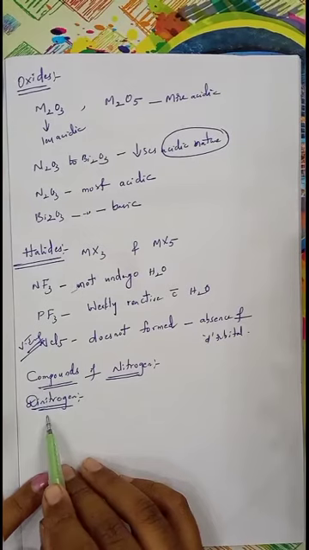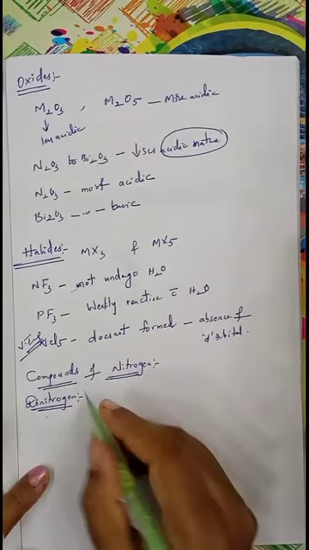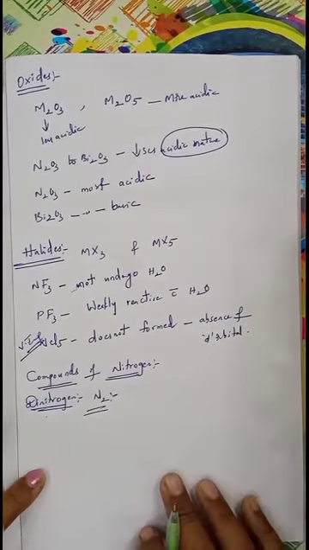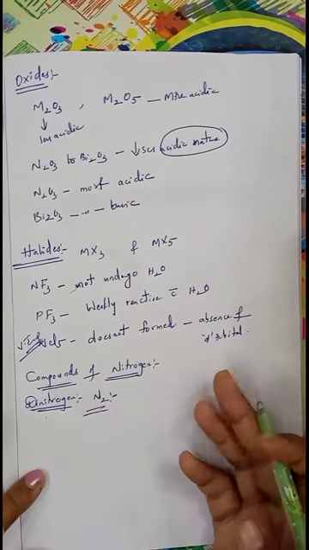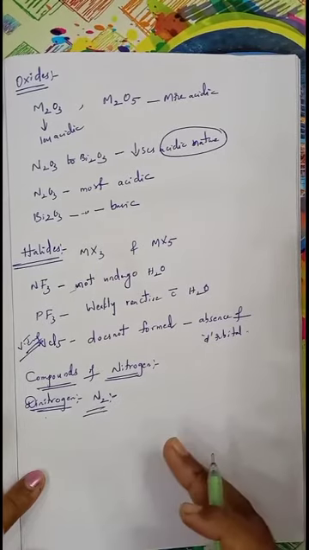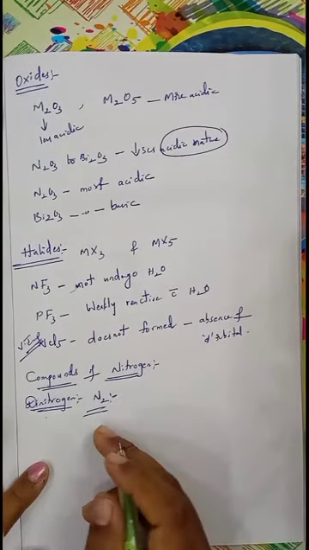In that the first one is dinitrogen. First we want to see how to prepare this nitrogen. Dinitrogen, formula N2. This N2 can exist in nature, but its existence is not sufficient for the application, so we want to prepare it in the laboratory. So we will see what chemical reactions are used to prepare this dinitrogen.